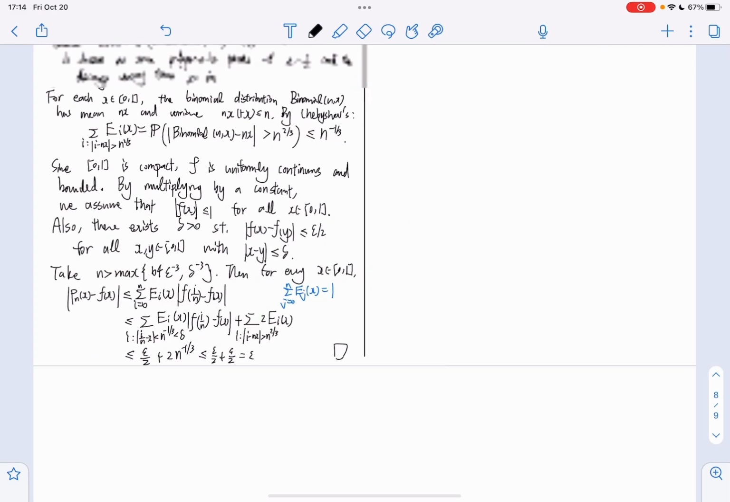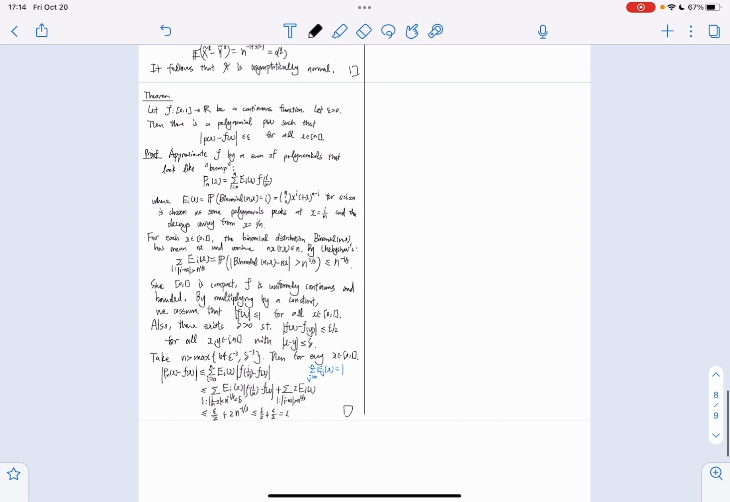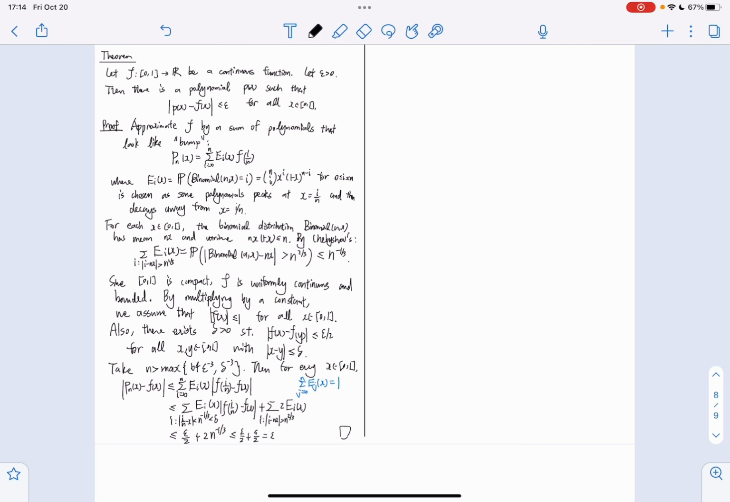Which completes our proof here. It's a very nice proof. It tells us that our probabilistic method, especially the second moment method, can be applied even in the analysis field.